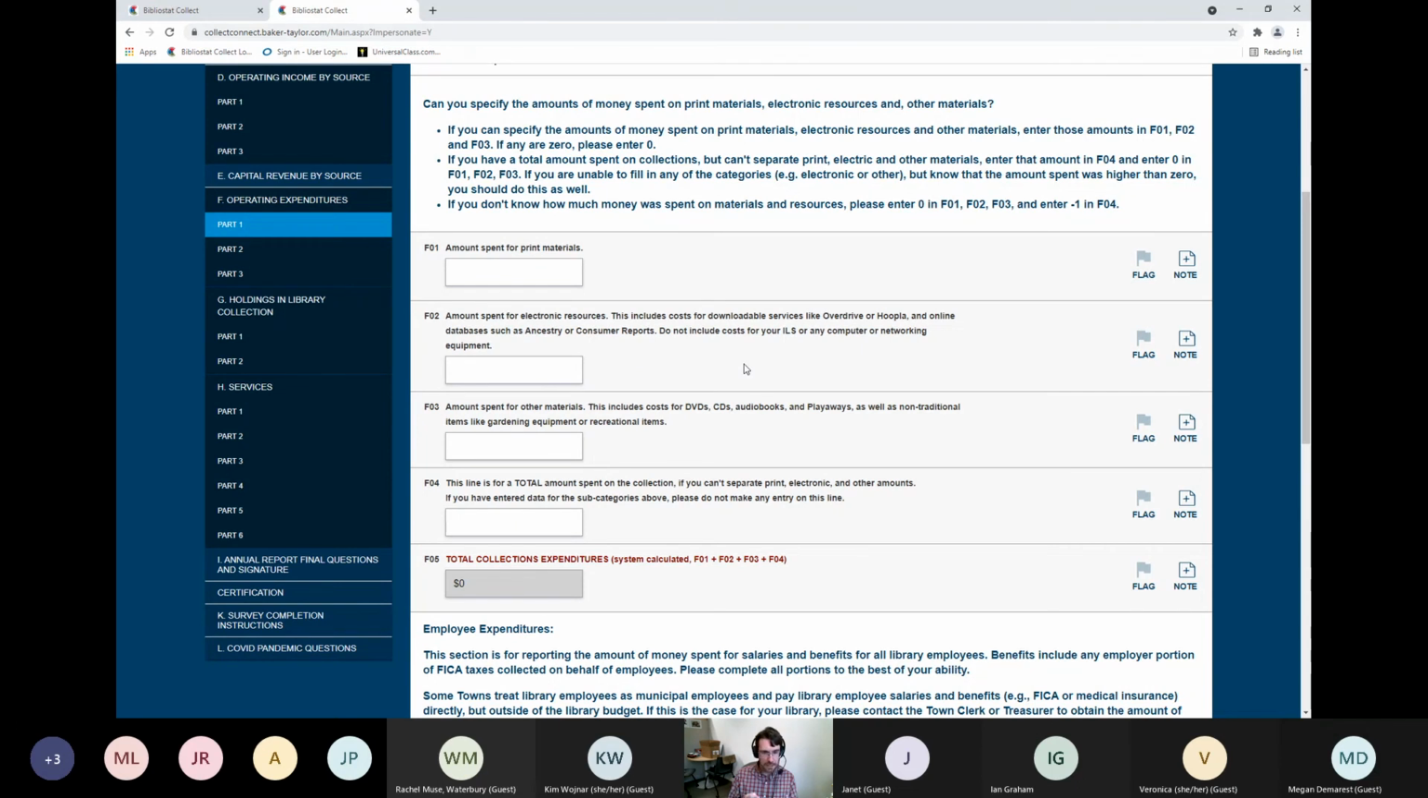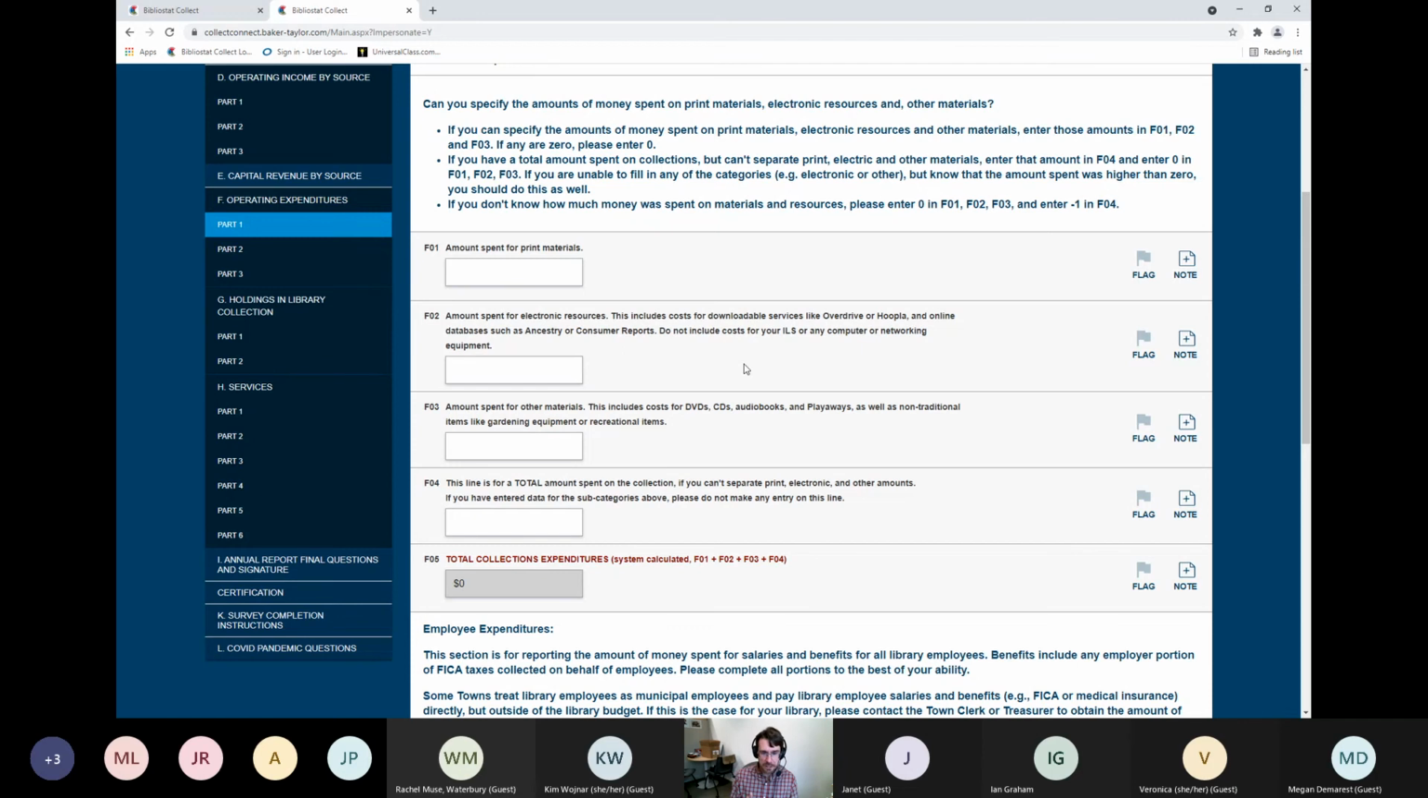Electronic resources includes downloadables, Overdrive, Hoopla, Canopy, online databases that you have a subscription to, Ancestry, Consumer Reports, online magazines, any of the streaming services. Pretty much anything in that vein counts as electronic resources. So we want to get what you have there. Don't include things like your ILS or computers that you bought or networking equipment or anything that has to do with your actual computers or that in the building. These are electronic resources that your patrons get access to, and we just want to know what you're paying for it.